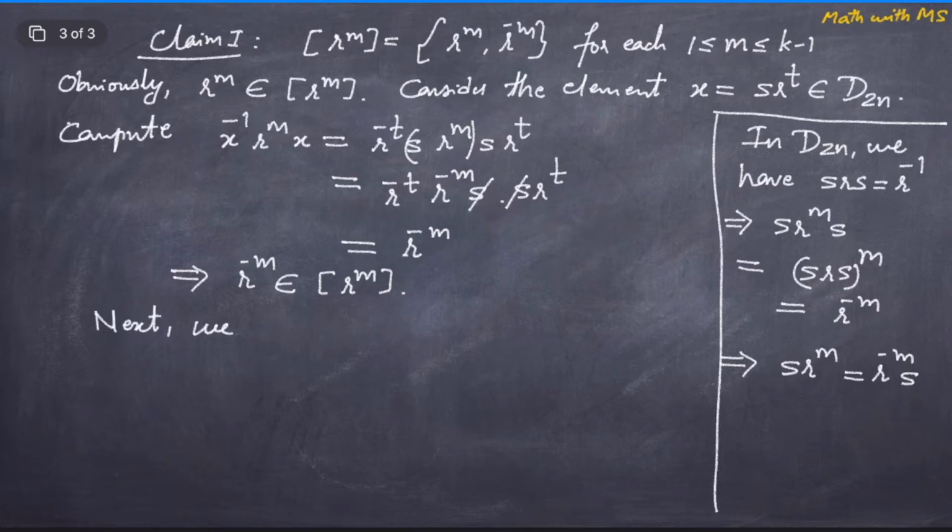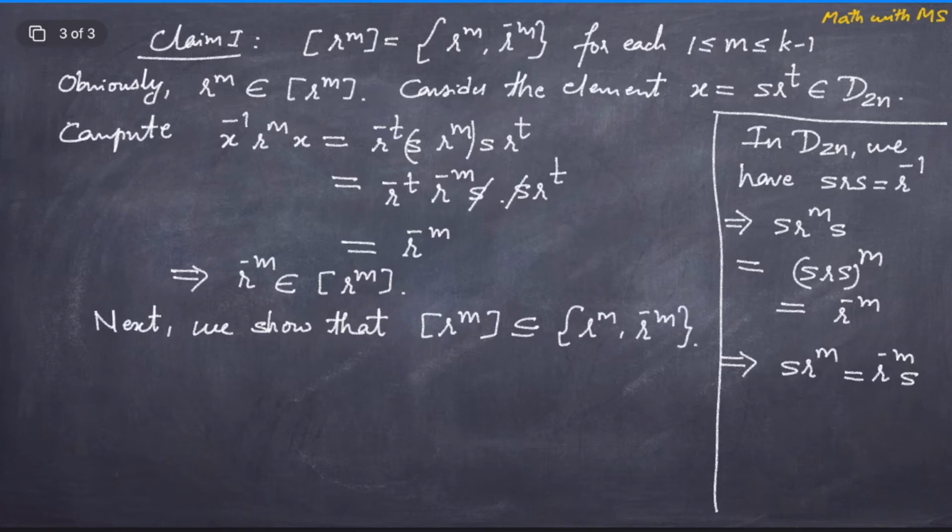We show that each conjugate of r^m is actually contained in this set. That will prove our claim 1. Now any conjugate of r^m will look like x inverse r^m x, where x is an arbitrary element of D2n. But an element of D2n, we know either it is a power of r or it is s times a power of r. So we will consider both the cases.